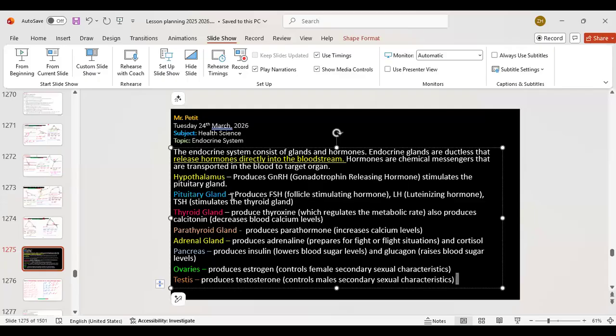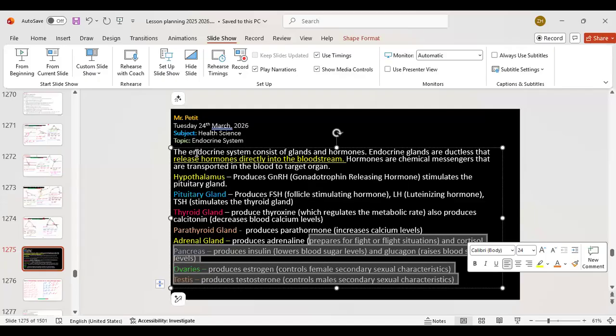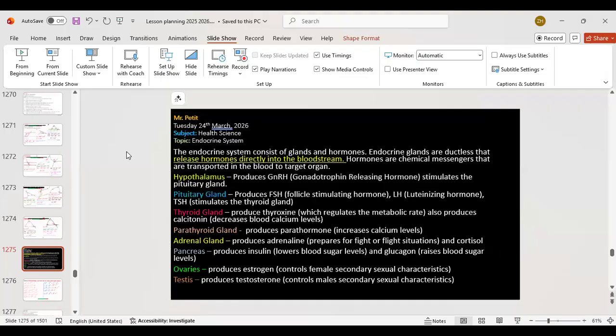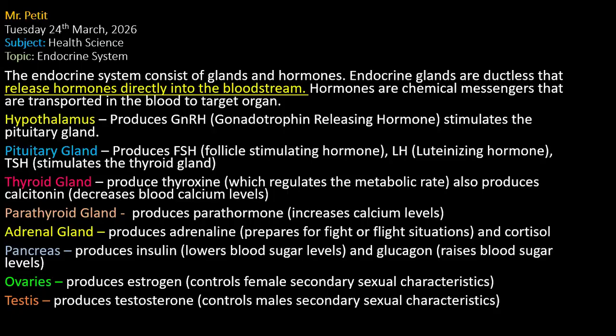What hormone does the thyroid gland produce? Thyroxine. Yeah. And what does thyroxine do? It regulates the metabolic rate. Very good.